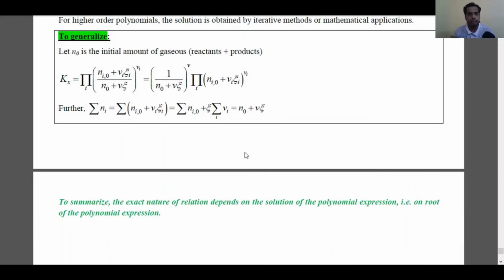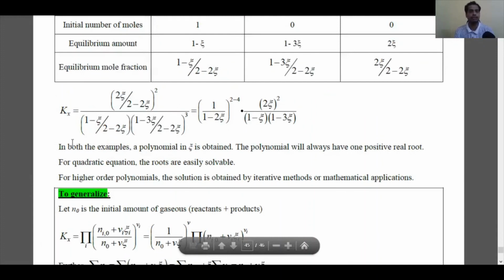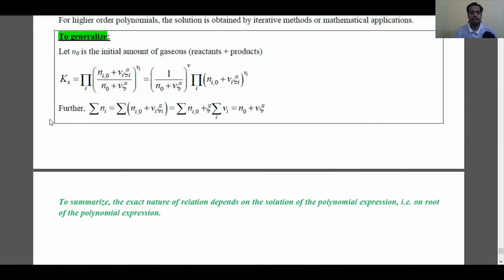Now to our problem. What was our problem? What is the effect of the concentration of the reactants on the equilibrium constant? To summarize, the exact relation depends upon the solution of the polynomial expression, that is, on the root of the polynomial expression, because in both examples every time we get a polynomial in xi, the extent of reaction. So if we solve those polynomials, we can obtain an expression for the equilibrium constant. So with this, I'll stop here. Thank you.